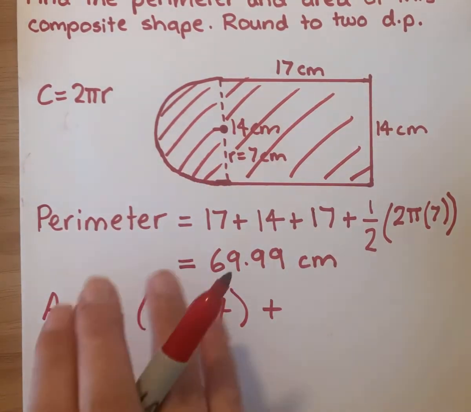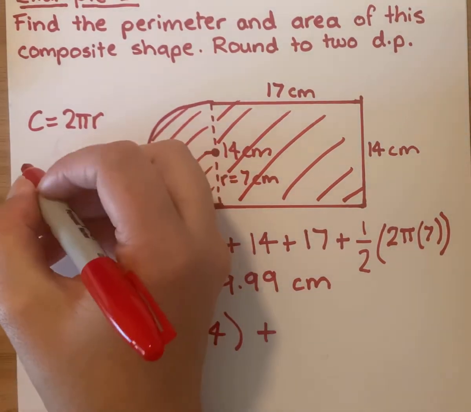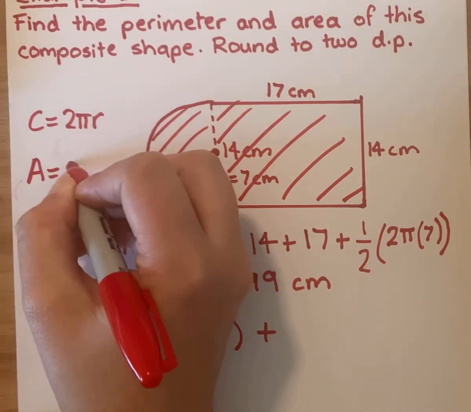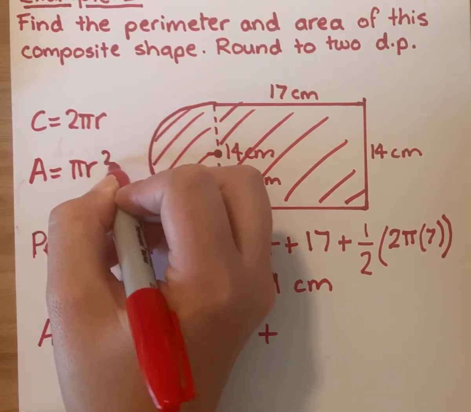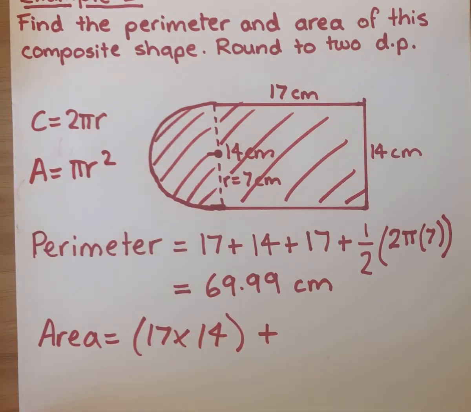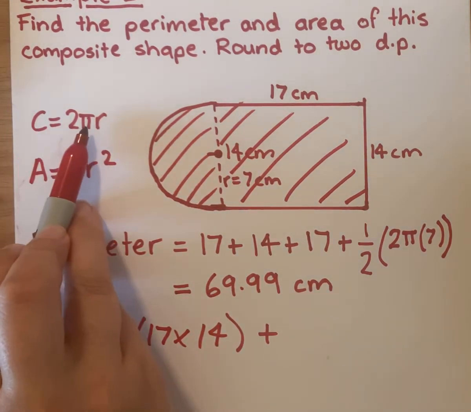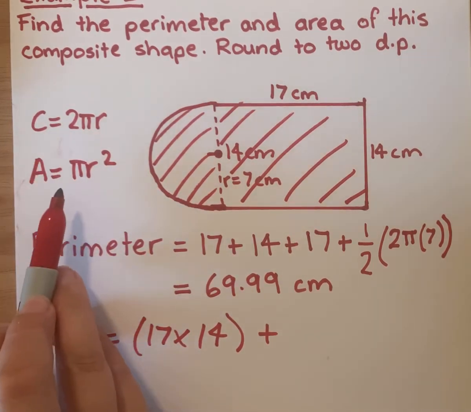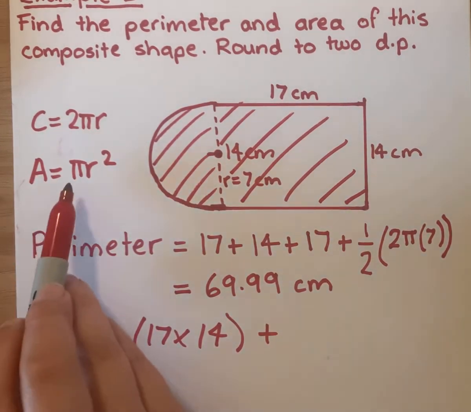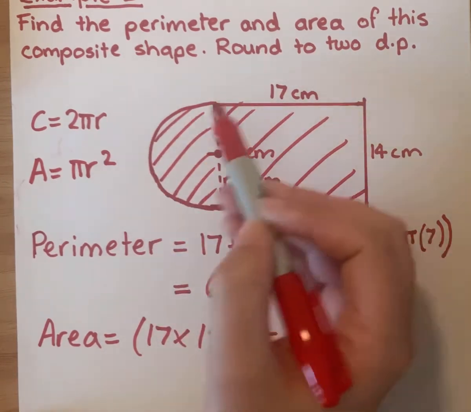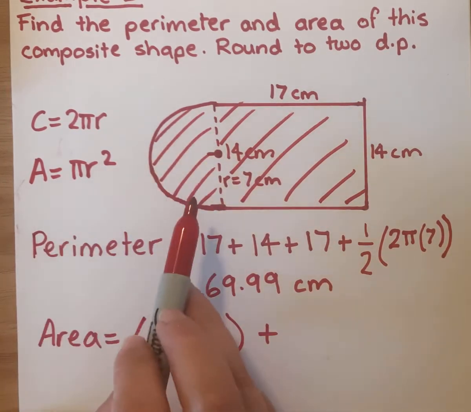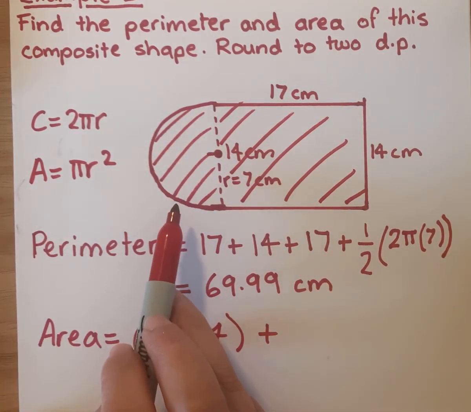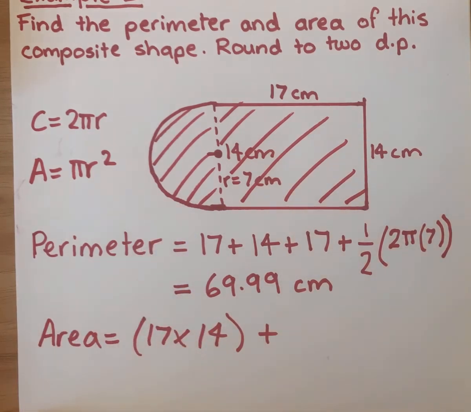This is half of a circle. So the area of a circle is pi r squared. We need to remember that formula. Circumference is 2 pi r, area is pi r squared. So we have to be careful that we don't get these confused. If this was a full circle, we would use pi r squared, but because it's only half of a circle, we're going to use half of pi r squared.